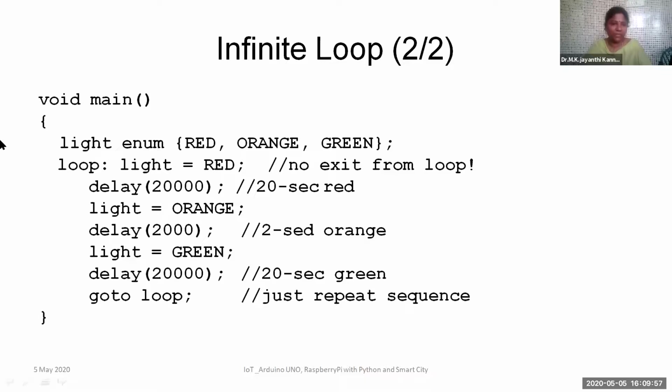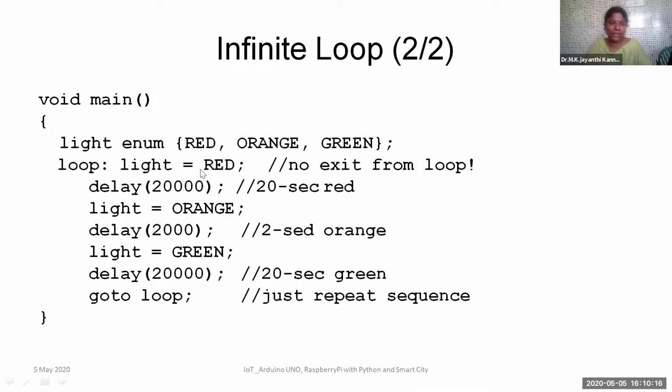Void main, we are having the main function, with the light enumerated type: red, orange, and green. So we are using an enumerated data type. It is the same as an array, where the return type is light. Here the fixed values are red, orange, and green. So it is an enumerated data type.